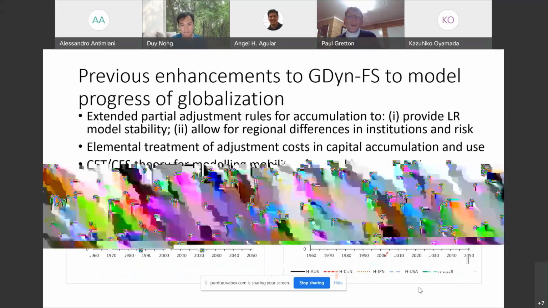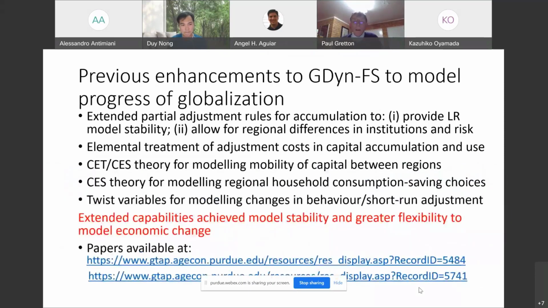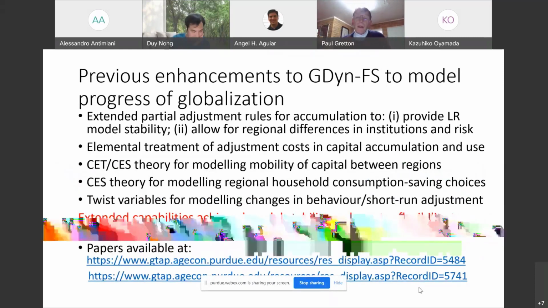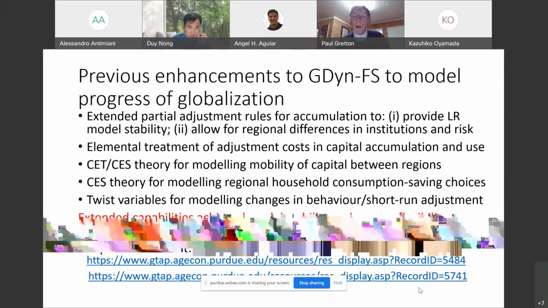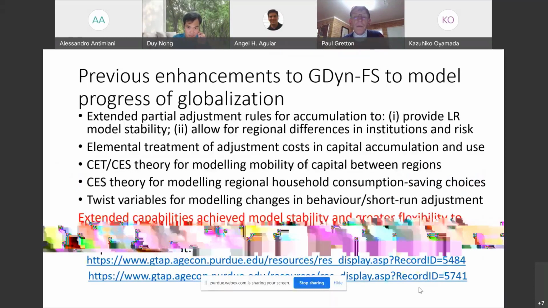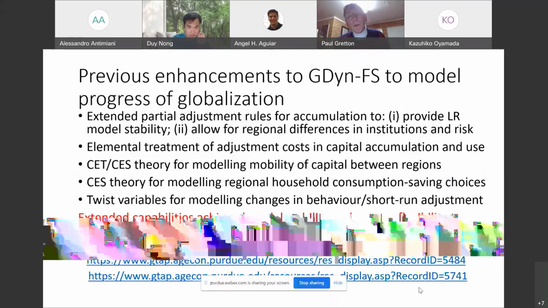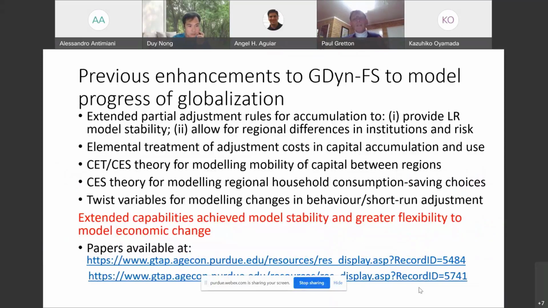So just talking about the GDyn-FS model, the origin of it is the GDyn model, which was published in 2012 in book form. But since I've been looking at it, I've made a number of quite important extensions. So my version is the GDyn-FS model, and FS stands for finance and savings.